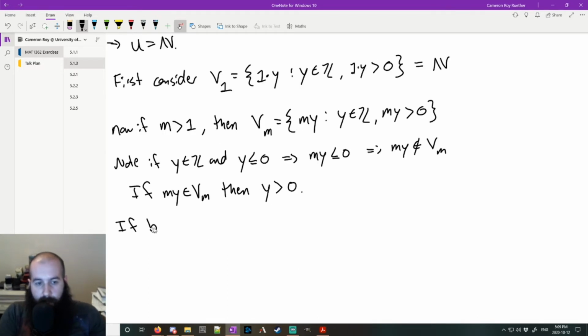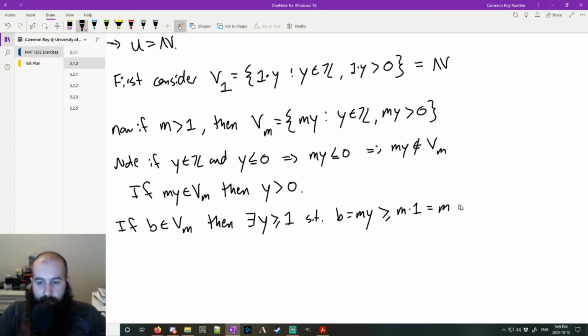If b is an element of Vm, then there exists y, which is strictly greater than 0, which is the same as greater than or equal to 1, such that b is equal to my. This is greater than or equal to m times 1, which is m. But if m is strictly larger than 1, this means that b is not equal to 1. So this means that 1 is not an element of Vm.